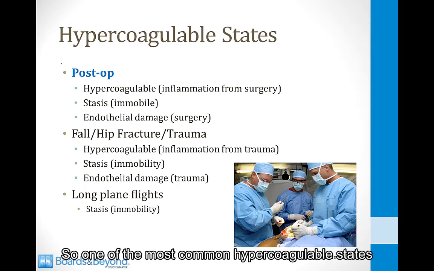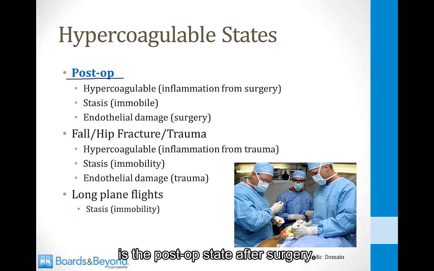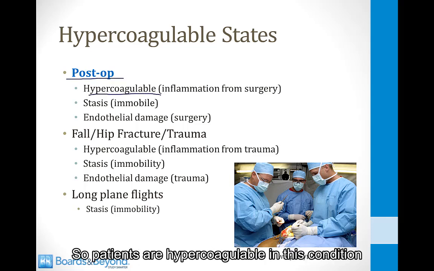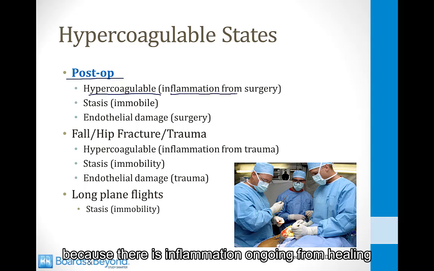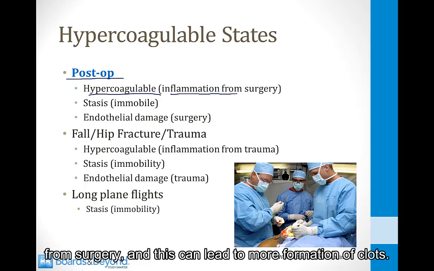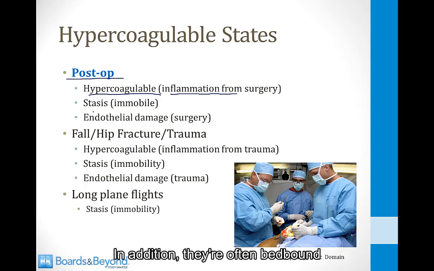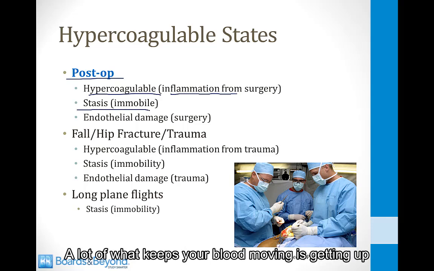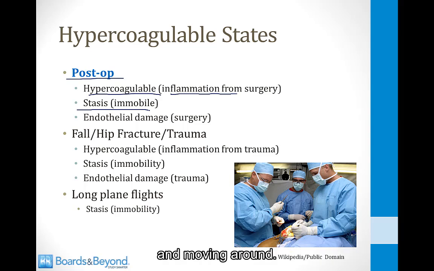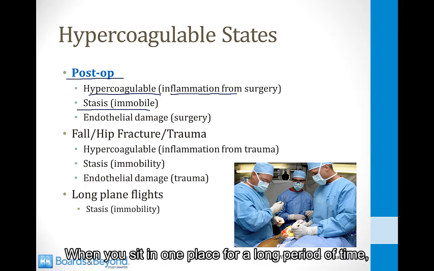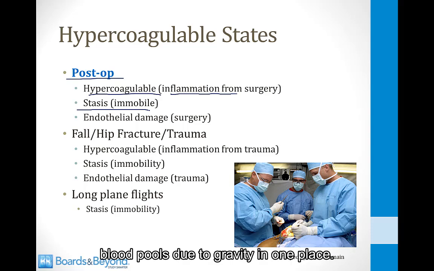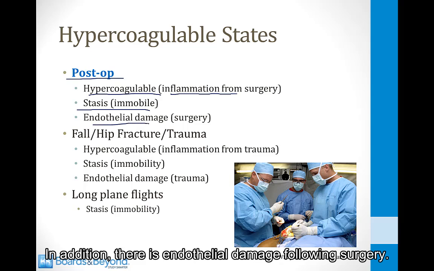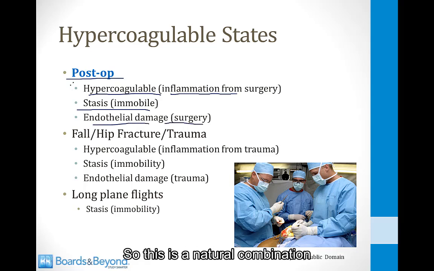So one of the most common hypercoagulable states is the post-op state after surgery. So patients are hypercoagulable in this condition because there is inflammation ongoing from healing from surgery, and this can lead to more formation of clots. In addition, they're often bedbound after surgery and immobile. This leads to stasis of blood. A lot of what keeps your blood moving is getting up and moving around. When you sit in one place for a long period of time, blood pools due to gravity in one place. In addition, there is endothelial damage following surgery, so this is a natural combination of the three elements of Virchow's triad, and this is why the post-op state is a common hypercoagulable state.